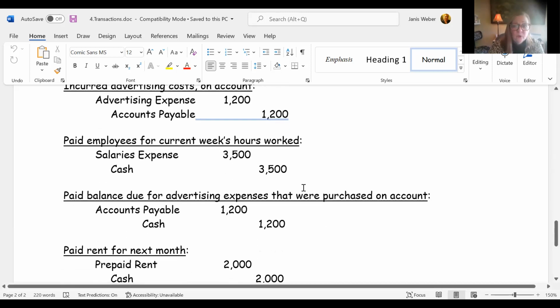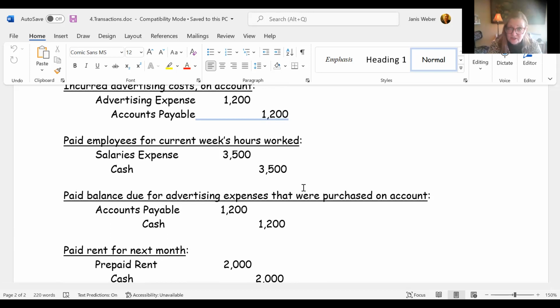So then we paid employees for this current week's work. That means it's an expense because it's salaries expense. So we debit that expense. Always, if it says the word expense, you're going to record it with a debit. And then we paid it. So the word paid is telling you the cash went out. So you credit cash $3,500. The accounts are always in balance for every entry. Remember, the same amount of debits as you credit.